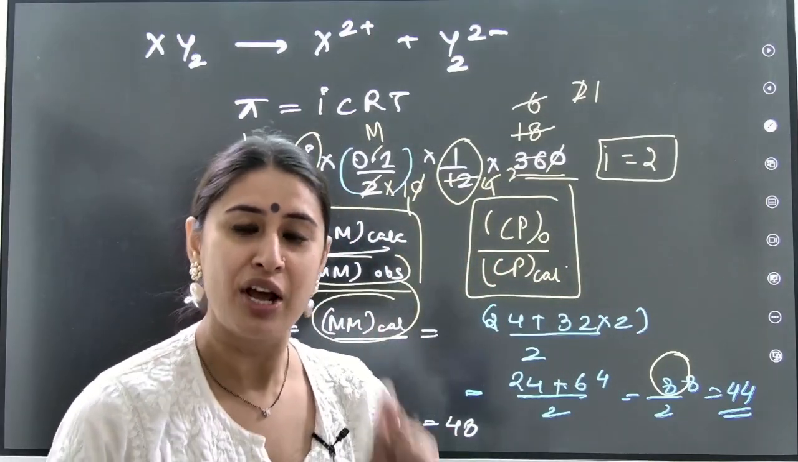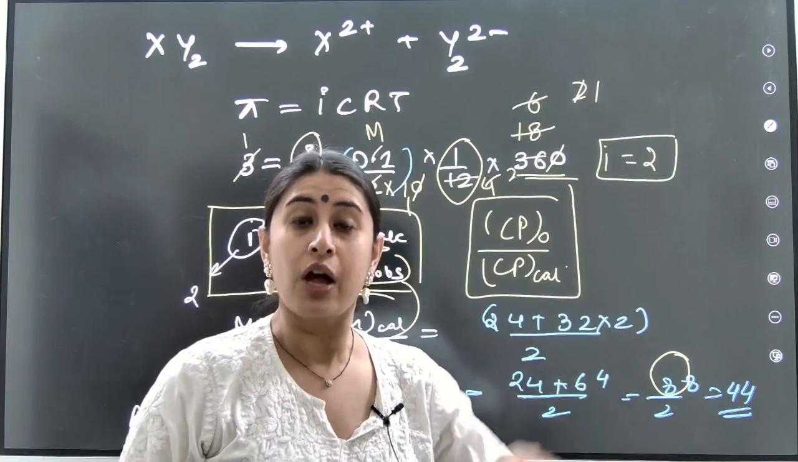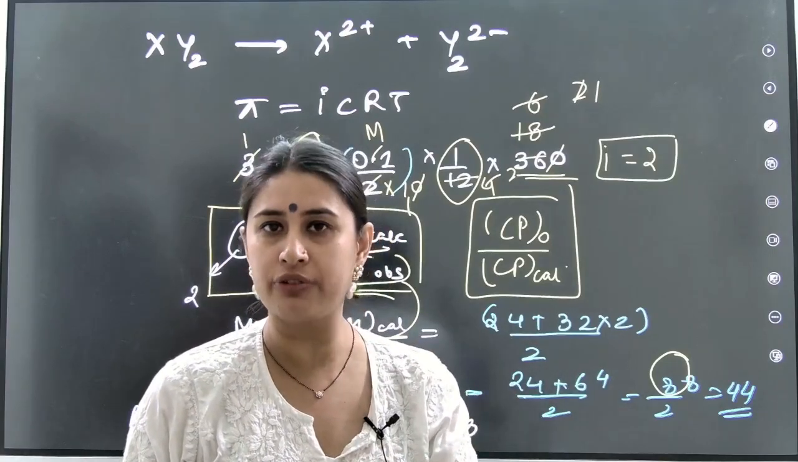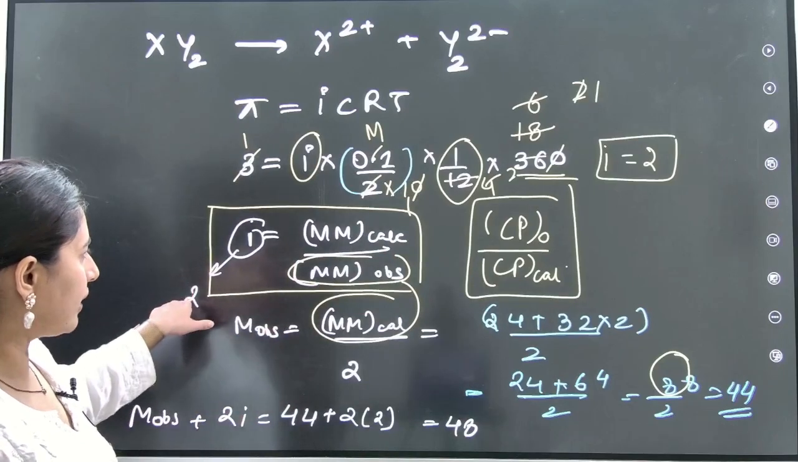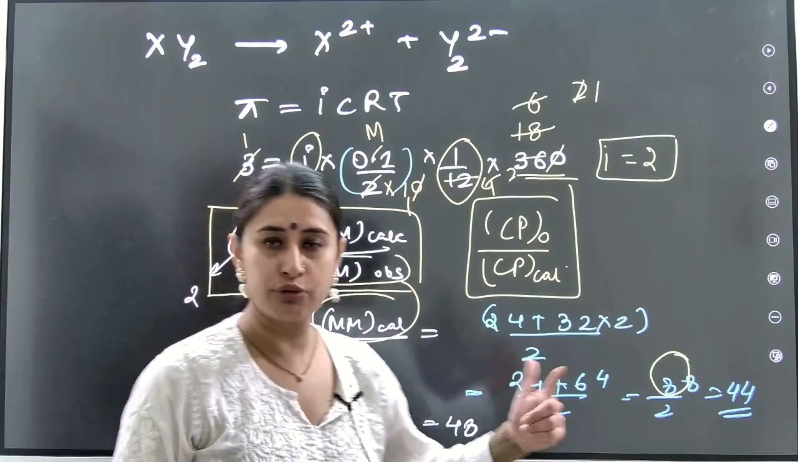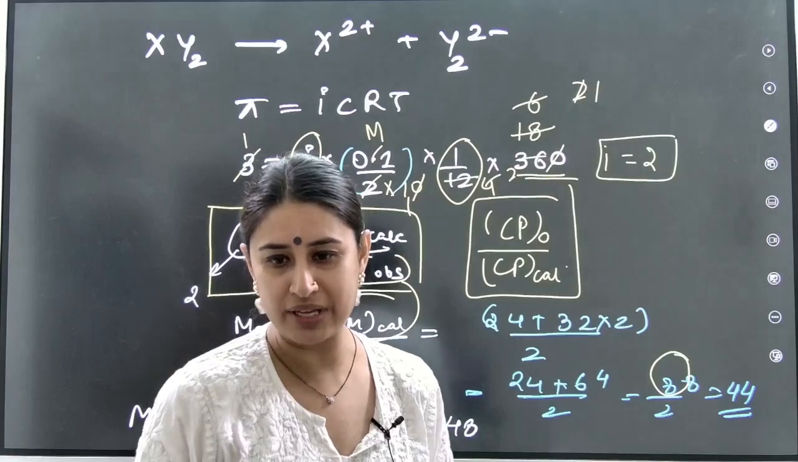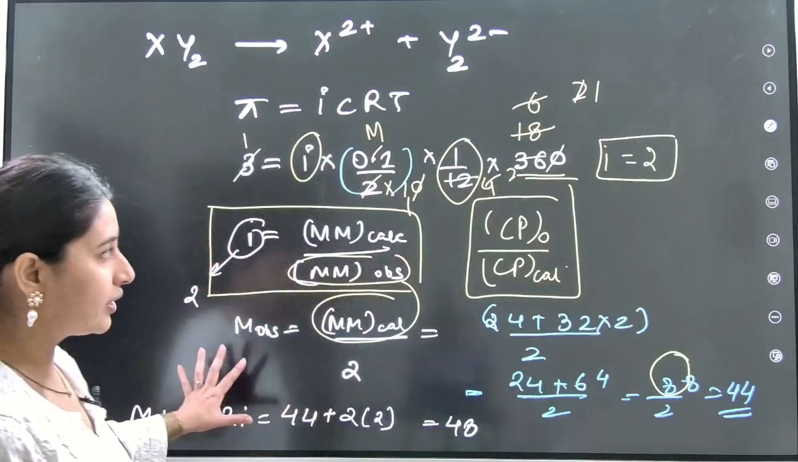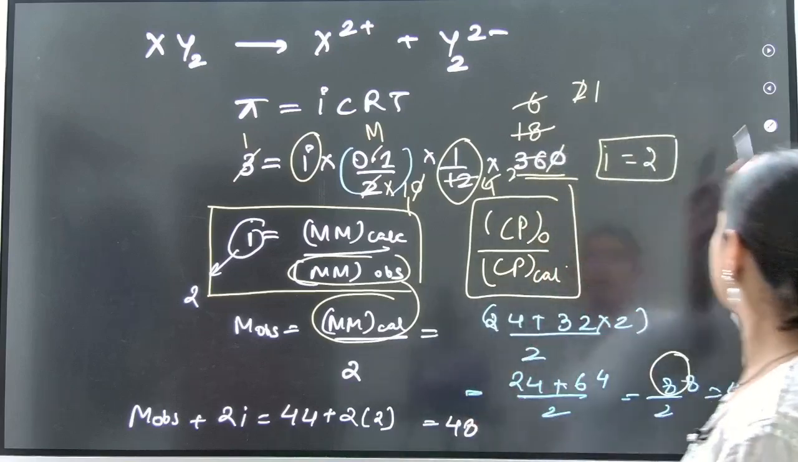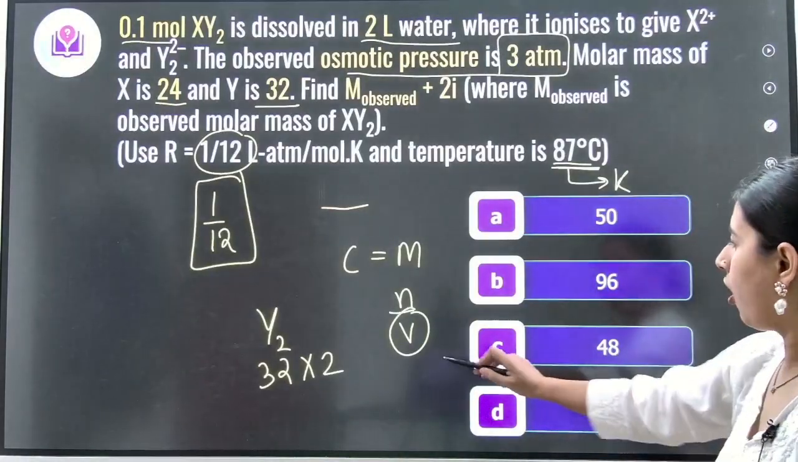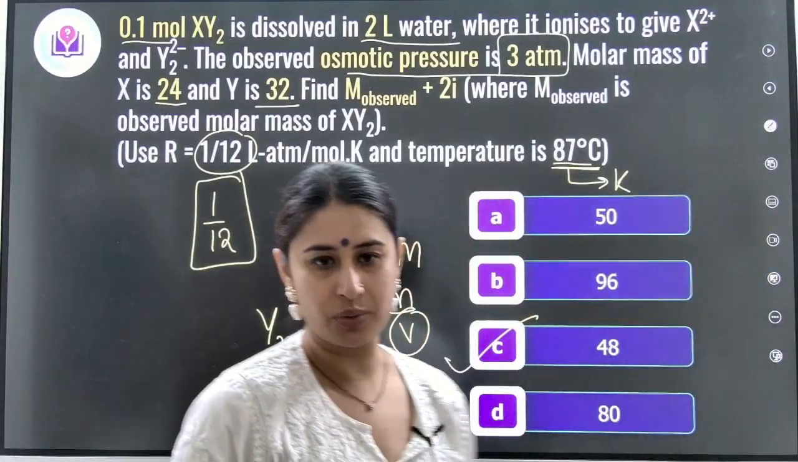Do not be in haste to answer this. If this was one of the options, you will be very tempted to mark it. Do not forget there is also plus 2i. So plus 2 into i, which was 2, so 4. So 44 plus 4, that means 48 becomes the right answer for this very interesting question. I hope it is clear. No objection. So 48, where are you? Option C becomes the right answer to this question.